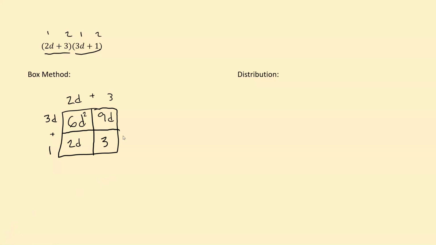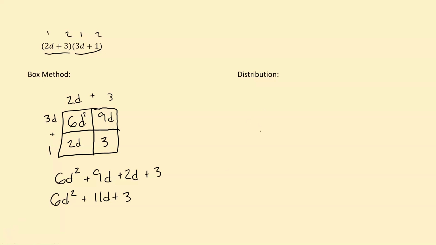So now we have done our multiplication. We have all of our terms, so we can write these out: 6D squared, and these are all positive, plus 9D plus 2D plus 3. We can combine like terms, the 9D plus the 2D, so we have 6D squared plus 11D plus 3. And that is our final answer.